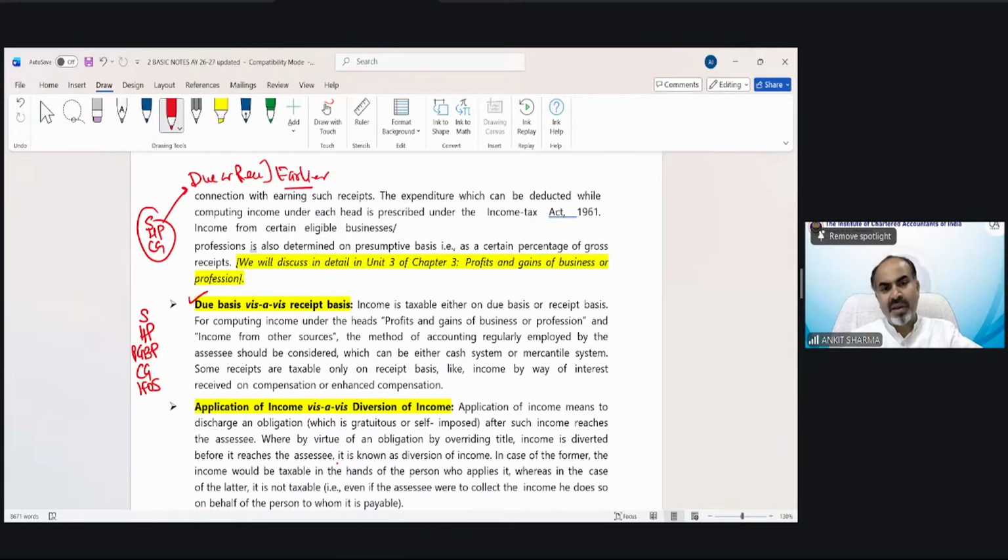But for the time being, I am telling you in case of salary, house property, and capital gain, the income is going to be taxed on due or receipt basis, whichever is earlier. In case of PGBP and income from other source, you have a choice. Either you can tax it on due basis or you can tax it on receipt basis as you want. Okay. So when we go through this chapter, you will understand what this due or receipt basis is and how it works for the purpose of taxability.